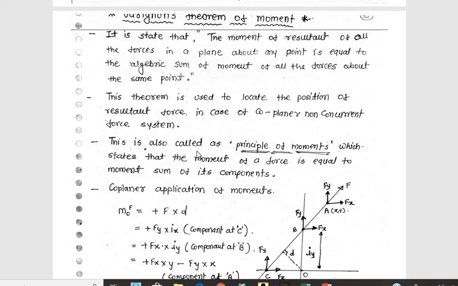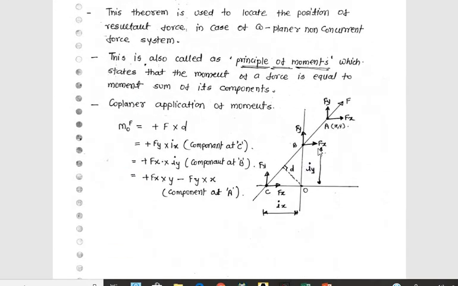It states that the moment of the resultant of all the forces in a plane about any point is equal to the algebraic sum of moments of all the forces about the same point. This theorem is used to locate the position of the resultant in case of a coplanar non-concurrent force system. This is also called the principle of moments, which states that the moment of a force is equal to the moment sum of its components.